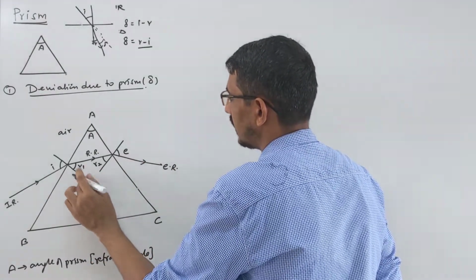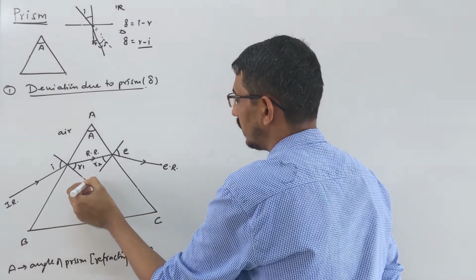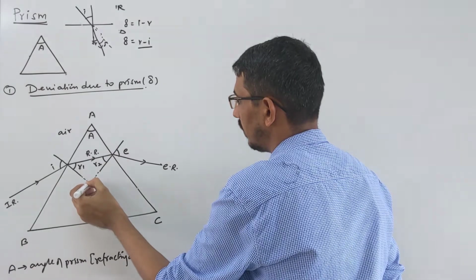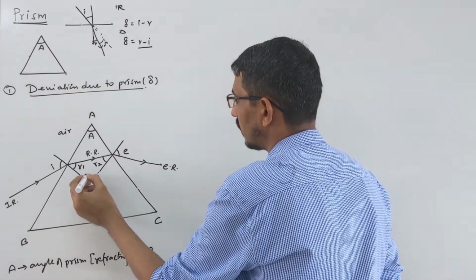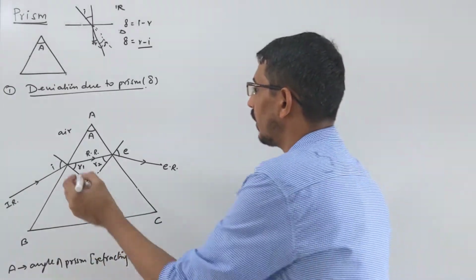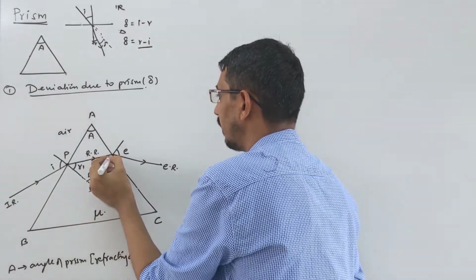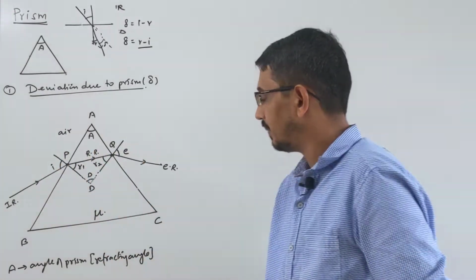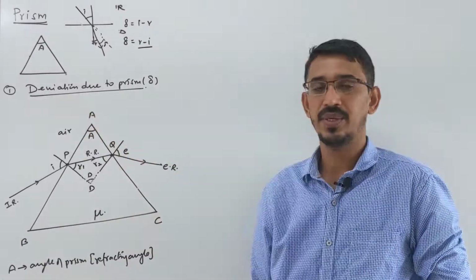So let's complete the geometry. What do I do? These two normals I extend, and suppose they meet here. Okay, so let's give some names. That's point D, so this angle is also called angle D. We'll need it in the geometry. Let's call this point P, and that we call Q. Now what we are interested in is to calculate the deviation.